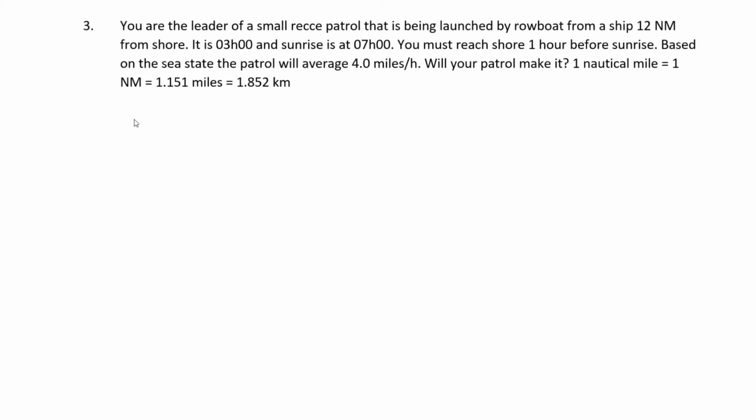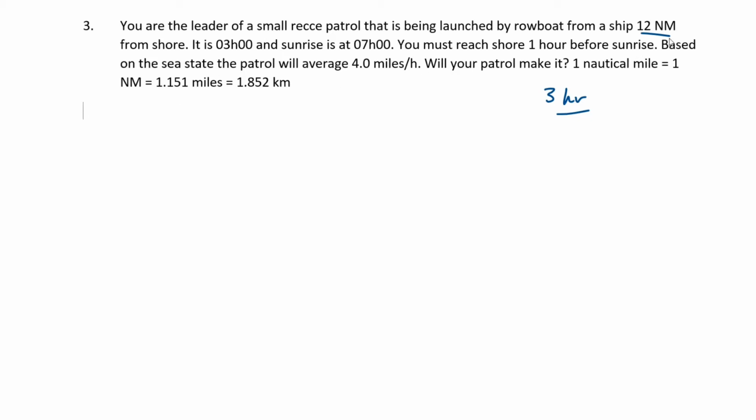Okay, now let's try example number 3. You are the leader of a small rescue patrol that's being launched by rowboat from a ship 12 nautical miles from shore. It's 0300 and sunrise is at 700 hours. You must reach shore 1 hour before sunrise. So it gives us 3 hours. Might as well jot that down there. Based on the sea state, the patrol will average 4.0 miles per hour. Will your patrol make it? 1 nautical mile equals 1.151 miles.